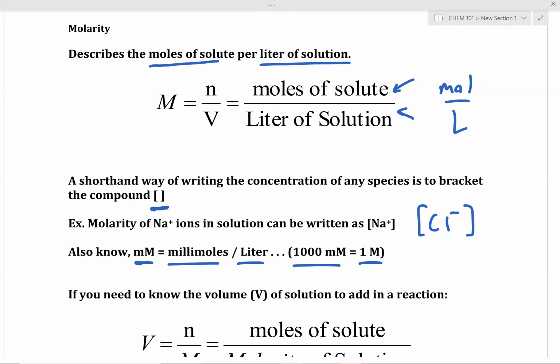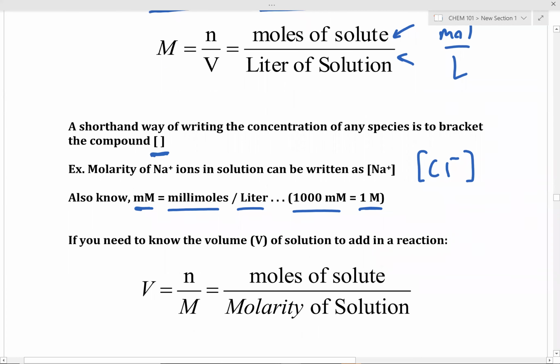Now, if you happen to need to figure out the volume of solution that you need to add in a reaction, the volume is equal to the moles of solute over the molarity of the solution. So this is just rearranging the expression algebraically.